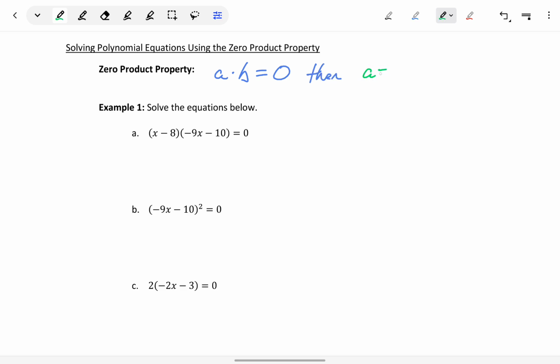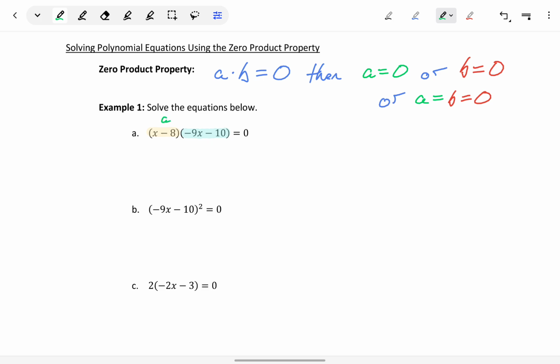then either A is equal to 0, or B is equal to 0, or A and B are both equal to 0. We can make use of that idea to solve problems that we have in example 1, where here we have two different values being multiplied together. The first factor is x minus 8, and the second factor is negative 9x minus 10.